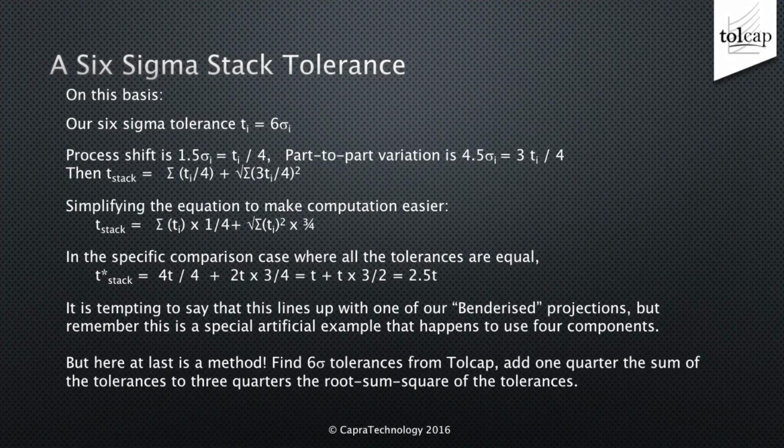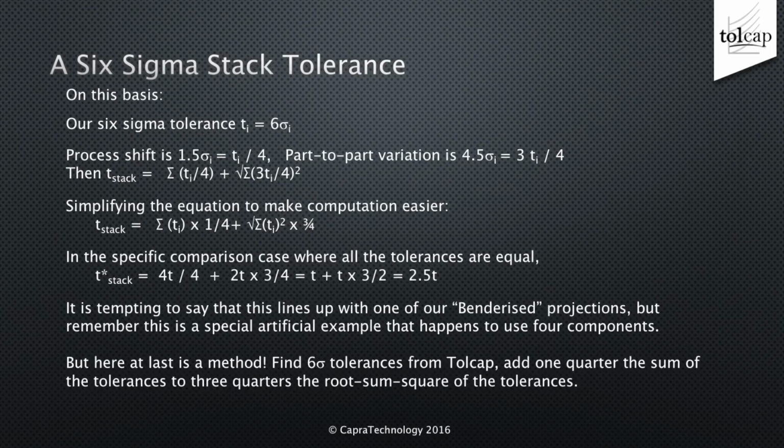On this basis, if our 6 sigma tolerance Ti is 6 sigma i, the process shift is 1.5 sigma i, which is a quarter of the tolerance. Part-to-part variation is 4.5 sigma i, which is 3/4 of the tolerance. Then the T stack would be the sum of the quarters of the tolerances plus the root sum square of 3/4 of the tolerances. Simplifying the equation to make the computation easier using the bit of maths we did before, T stack is the sum of the tolerances times a quarter plus the root sum square of the tolerances times 3/4.